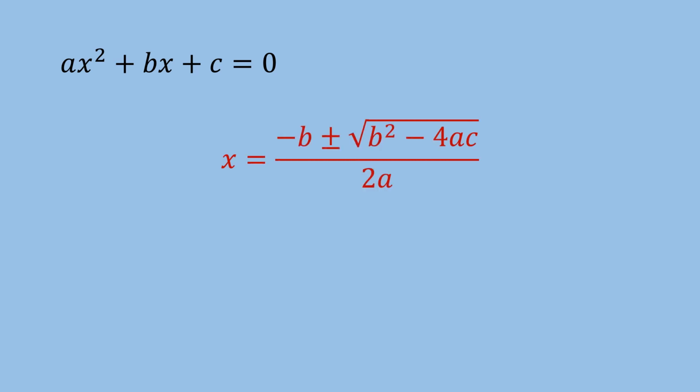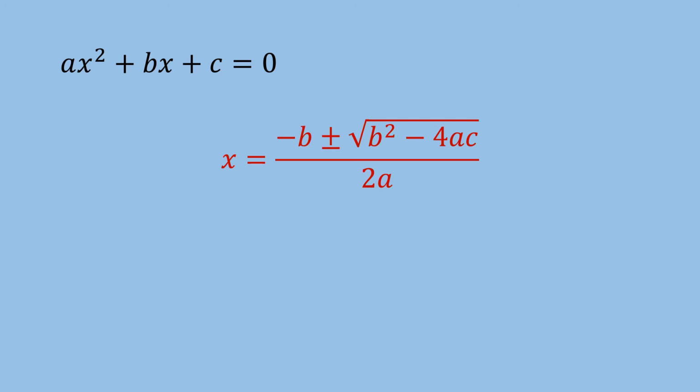There is a formula that can be used to find solutions to a quadratic equation. If ax squared plus bx plus c equals 0 is a quadratic equation, then the solutions are given by the formula x equals minus b plus or minus the square root of b squared minus 4ac, divided by 2a. The middle sign, plus and minus, is read as plus or minus.